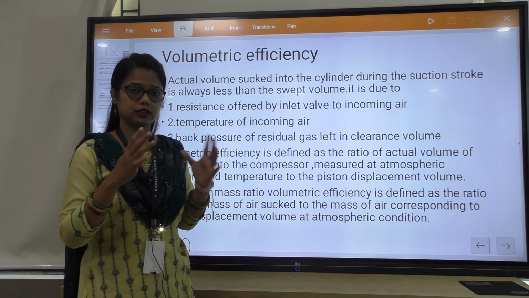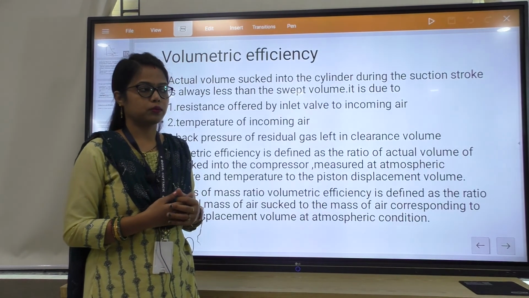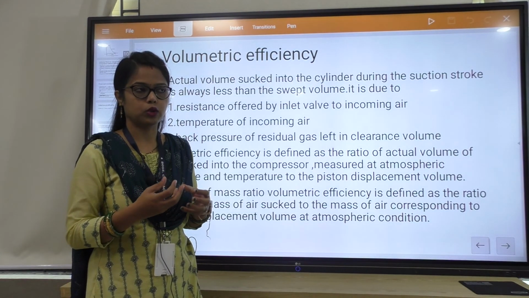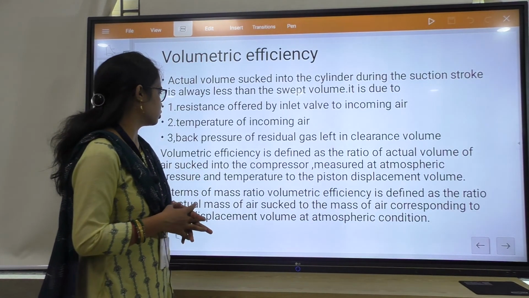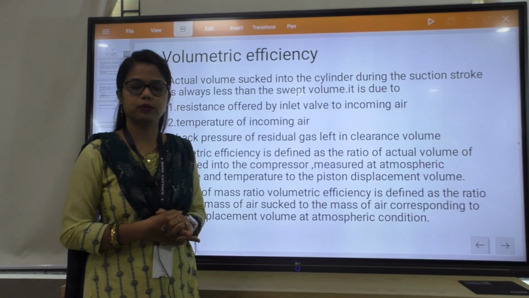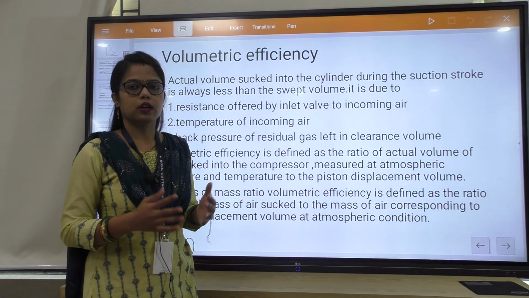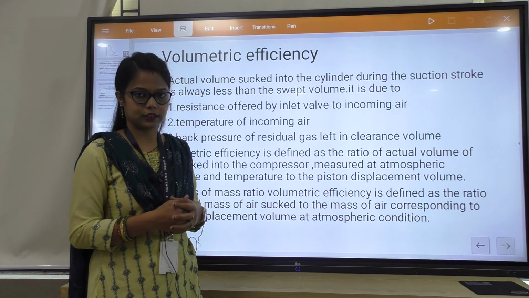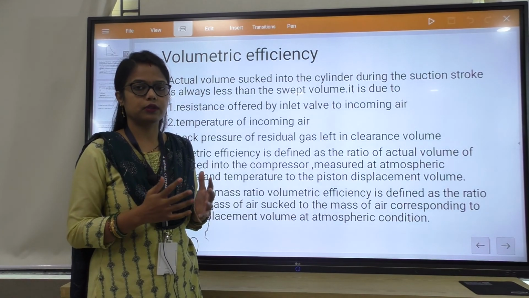The cylinder is hot. The temperature of the cylinder is normally higher. When air enters the cylinder, the specific volume of air increases, and that reduces the effective stroke volume. Another point is the back pressure of residual gas left in the cylinder clearance volume. I told you this point previously in the derivation. The clearance volume remaining at the top of the cylinder head expands during the next cycle.